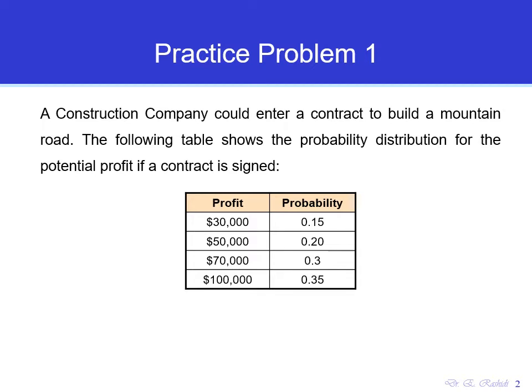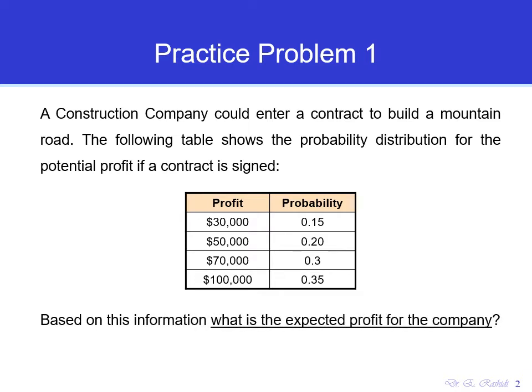For example, the company could make $30,000 in profit with a probability of 15% if they sign the contract, and they could make $50,000 in profit with a probability of 20%, and so on. With this information, we want to compute the expected profit that the company could make by entering and signing the contract. So please pause and work on this problem, try to solve it, and then come back to see the solution.